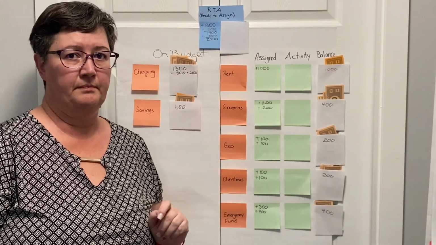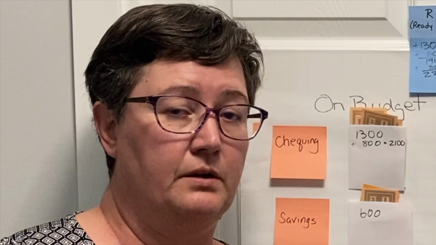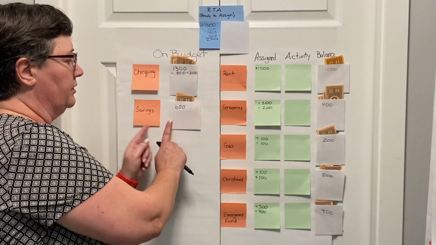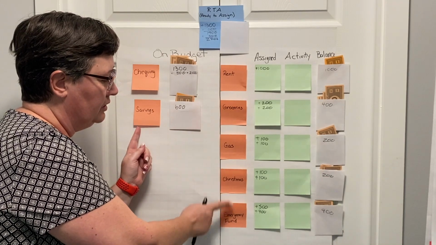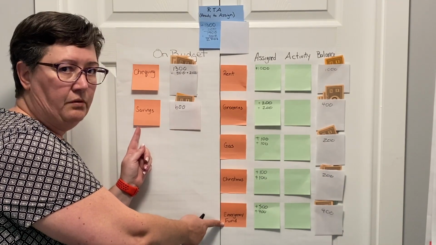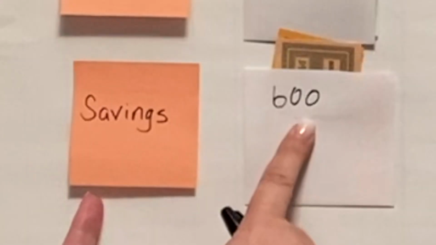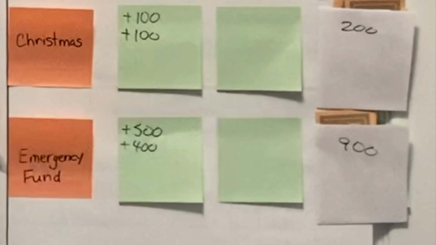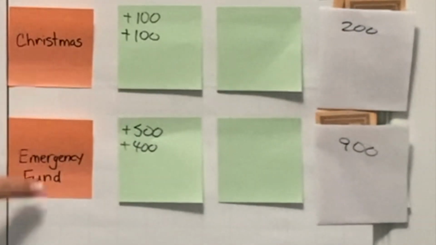But you can very quickly see where, if you were matching your savings to your categories, they're now out of whack. Because I only have $600 in my savings account, but I have $1,100 between these two categories.